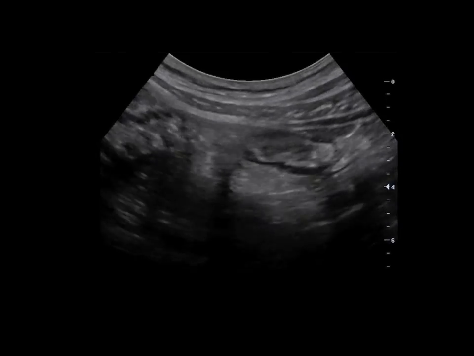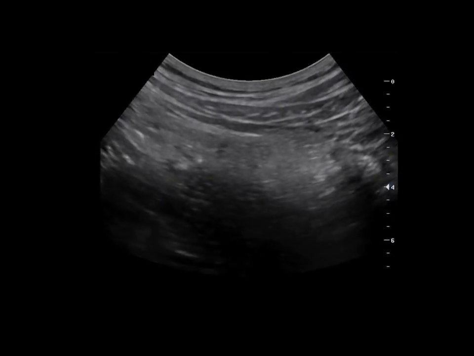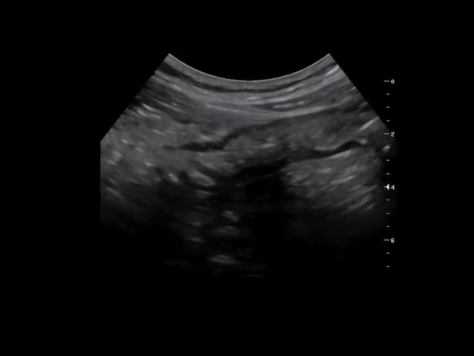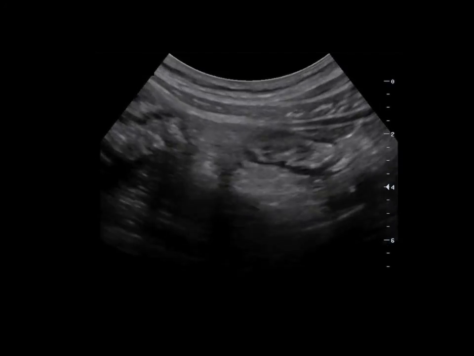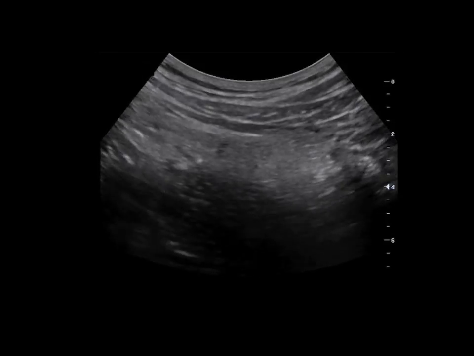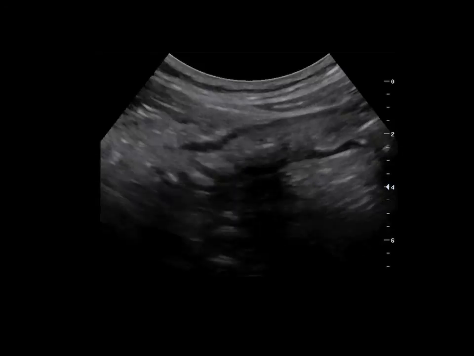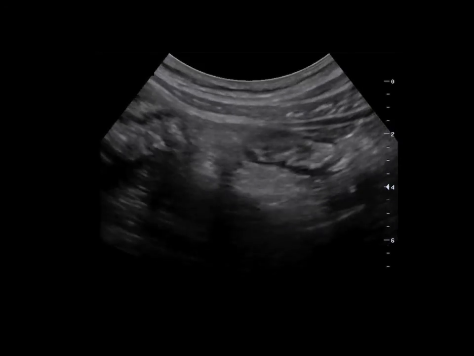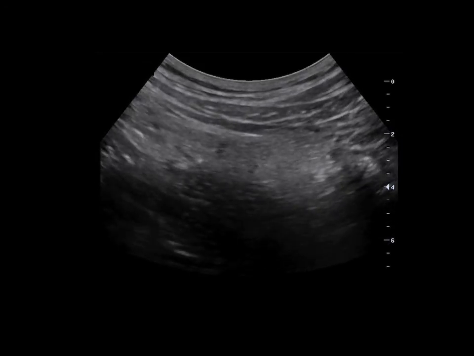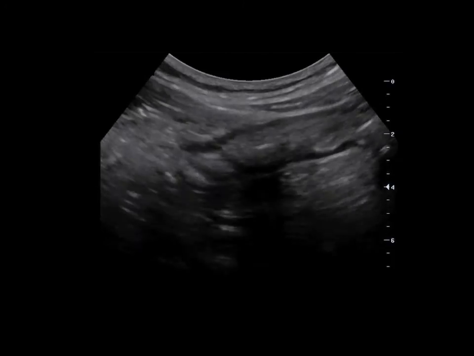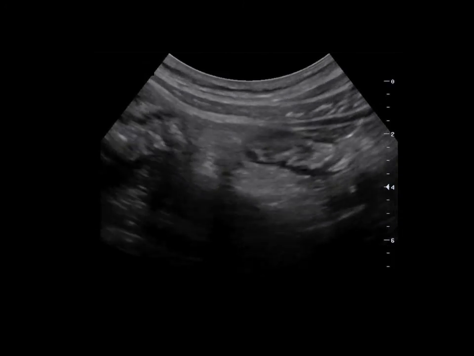Here's a nice video clip, again taken with a curvilinear probe. And we have the probe marker pointed towards the patient's head. Here again, you can see this loop of bowel, right? Stool filled with maybe a little bit of air as well. And as we scan through the bowel, first you see the fat enhancement and then you see the diverticula coming off the side. So let's watch this again.